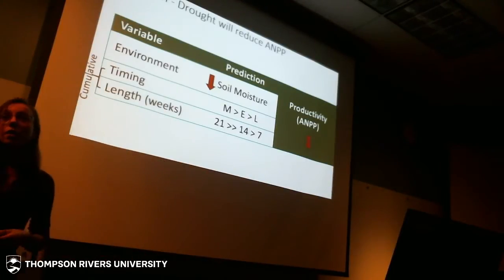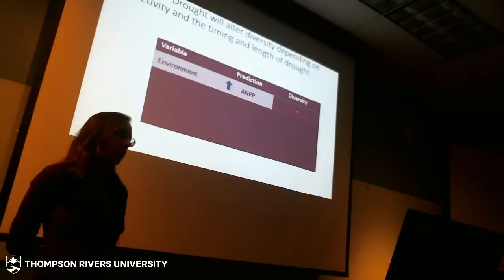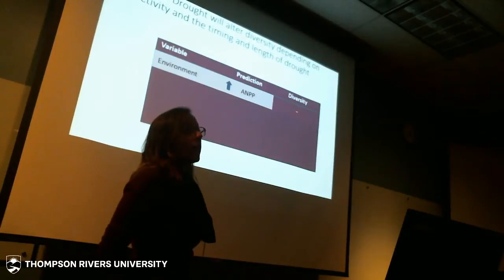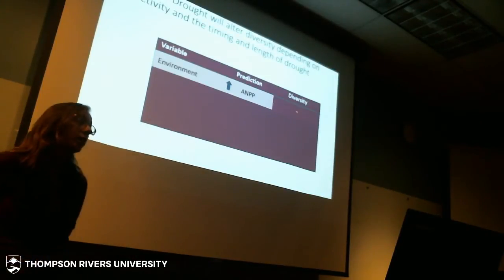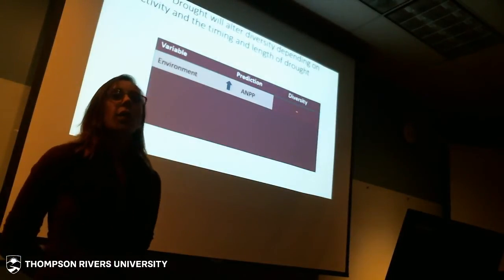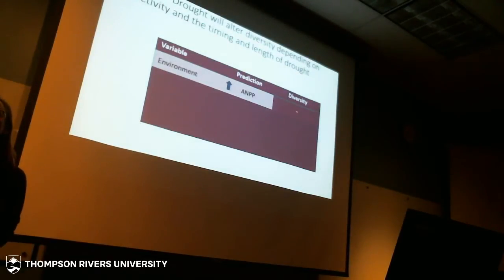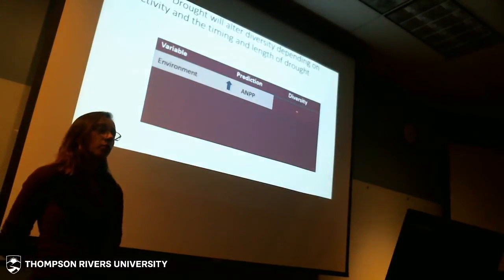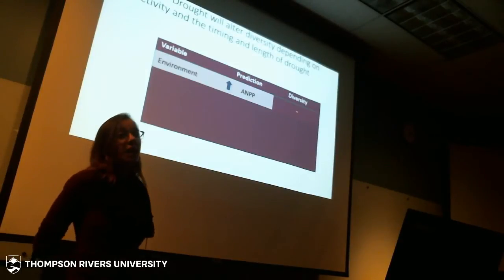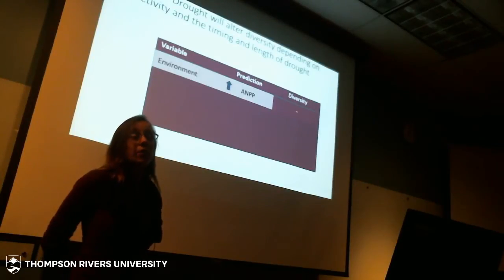And I thought that there would be an interaction between these two, the timing as well as the length of drought. I'm also going to talk about diversity, as you can probably imagine. I thought that drought would alter diversity depending on productivity as well, and the timing and length of drought. As I showed you earlier, diversity has been found to be negatively related to productivity. So I thought that the more productivity was reduced, there would be a negative effect on diversity.